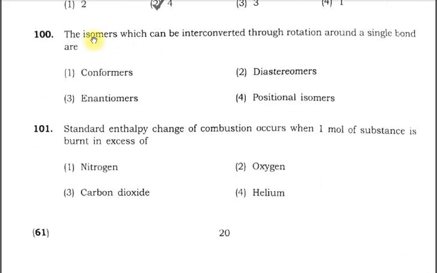Question number 100. The isomers which can be interconverted through rotation around a single bond are: number 1, conformers; number 2, diastereomers; number 3, enantiomers; number 4, positional isomers. So the correct answer is number 1, which is conformers. Question 101. Standard enthalpy change of combustion occurs when 1 mole of a substance is burnt in excess of: option 1, nitrogen; option 2, oxygen; option 3, carbon dioxide; option 4, helium. The correct one is option number 2, which is oxygen.